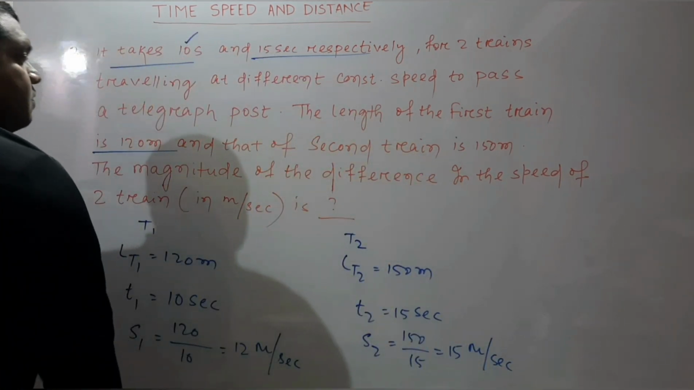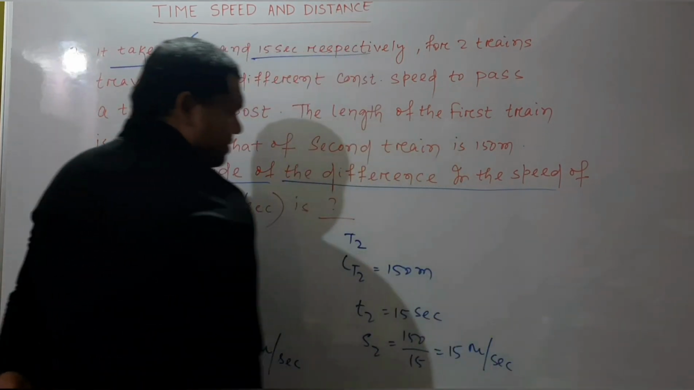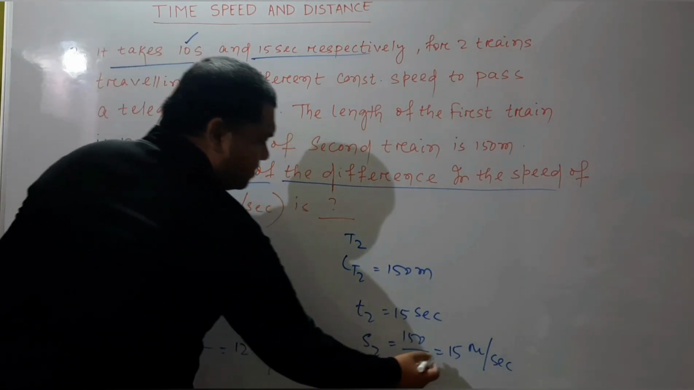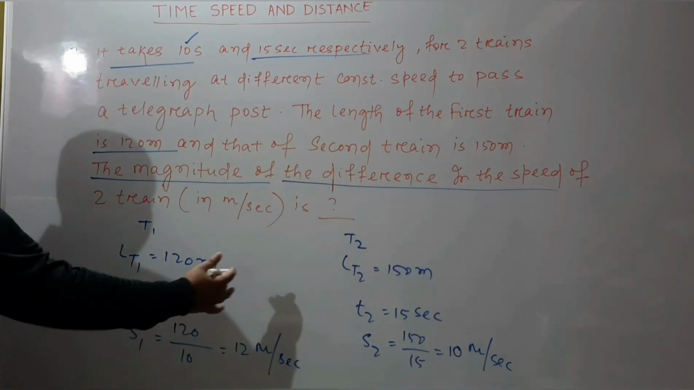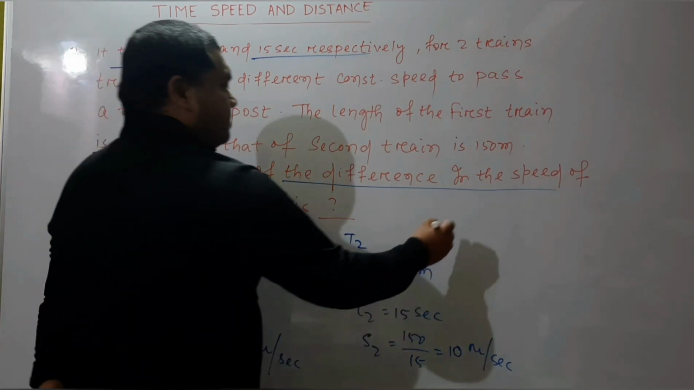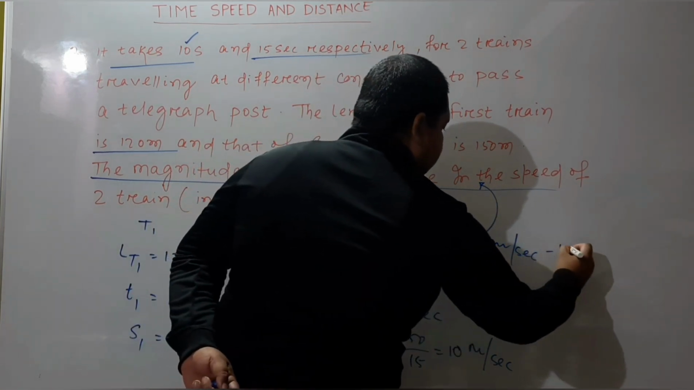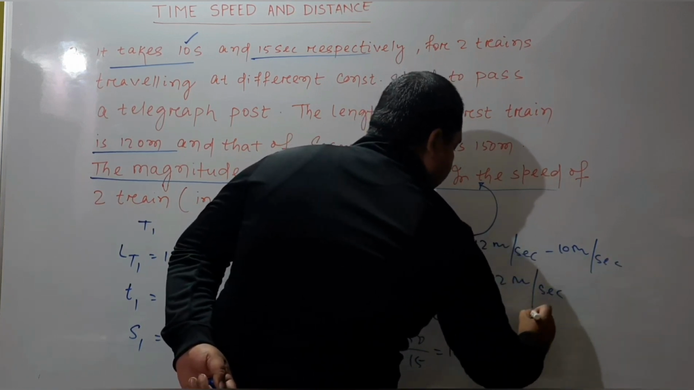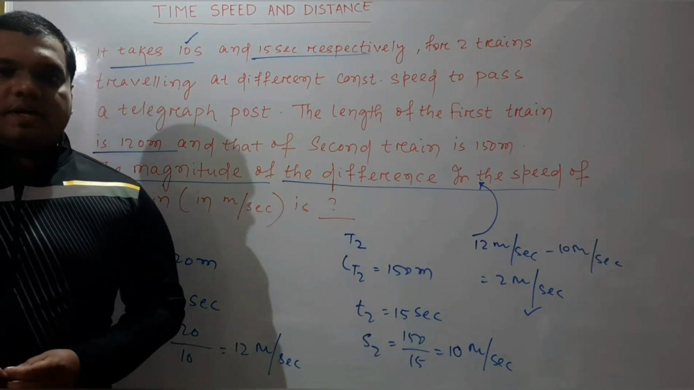Okay. Now what you have to find? The magnitude of the difference in the speed. Okay. So the answer is what? Difference is 15 minus 12, that is equal to 3 meter per second. Clear? So here the difference in the speed is 3 meter per second. Okay.